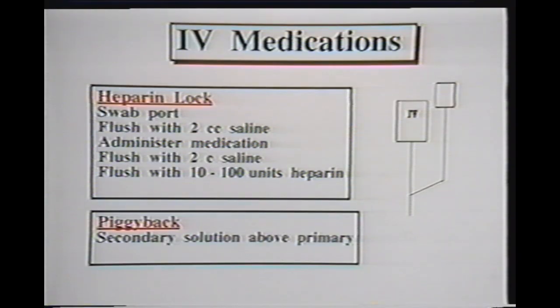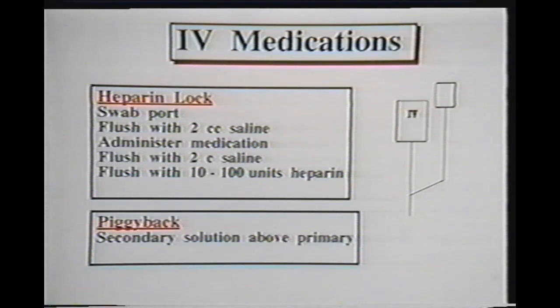The port is swabbed. It's then flushed with 2 cc's of saline. You administer the medication, flush with 2 more cc's of saline, and then flush with 10 to 100 units of heparin, depending upon your agency's protocol. Studies have shown that without the heparin, you can be just as effective as you are with the heparin. So many places are eliminating the cost of the heparin. This is ideal because this allows you to have venous access without the patient having to run around with an IV attached to their intercap.